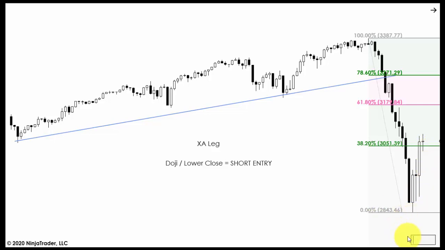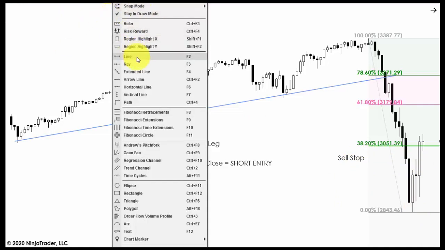And again, if we're just going to trade the stock, then we could look to sell on a stop below that particular price point. So the sell stop would be at that level. Let's drop in a horizontal line.